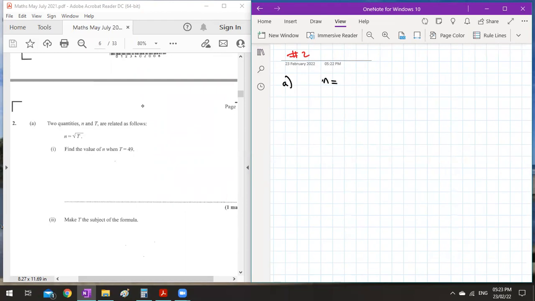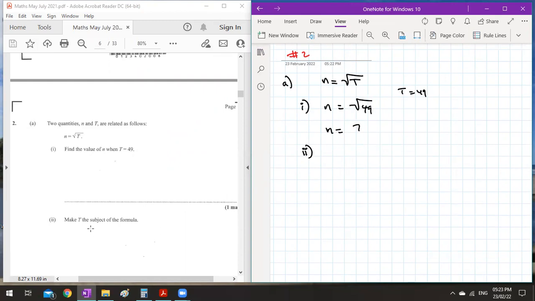n is equal to the square root of t. Part 1, find the value of n when t is equal to 49. So basically, if t is equal to 49, substitute the value, and you should get the square root of 49.